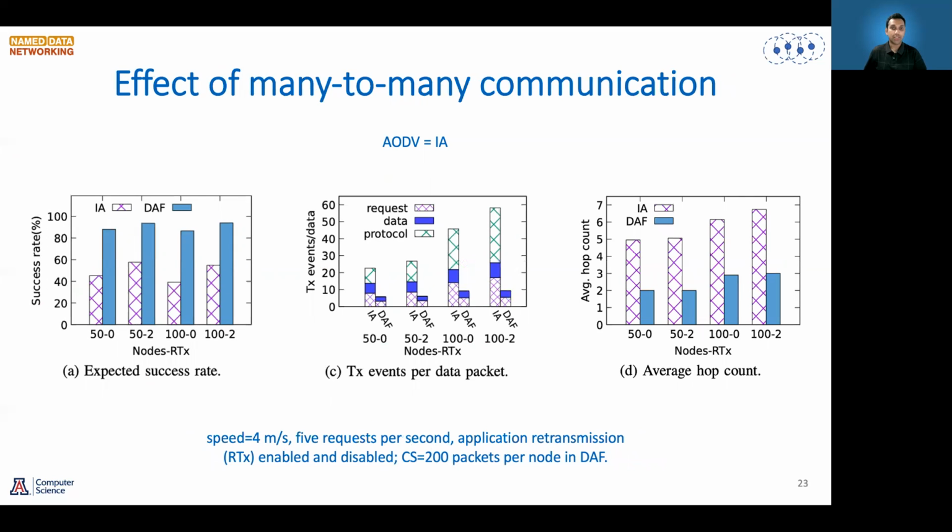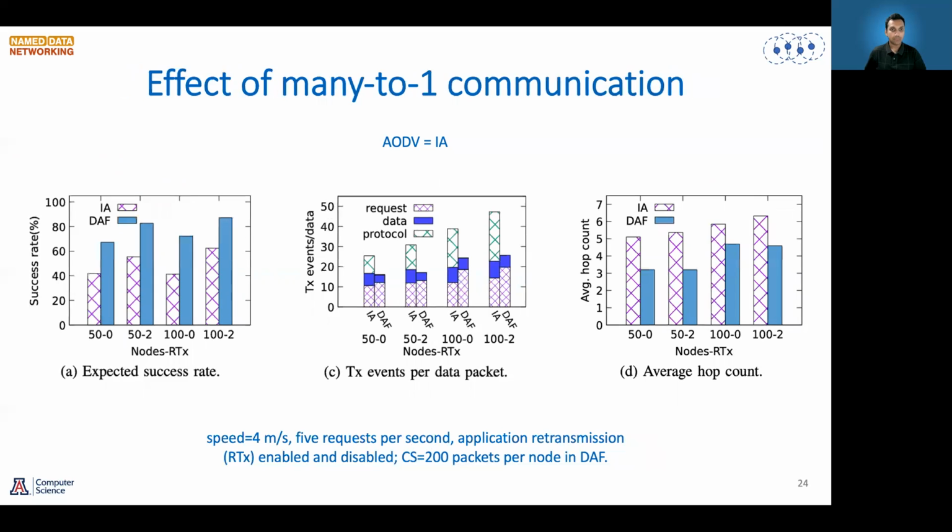Next, in many-to-many communication, DAF achieves an average of 83% more success rate than AODV. The effect of NDN's caching, multicast, and DAF's closest data node selection is verified with 80% lower transmission events and 58% lower average hop counts than AODV. Note that AODV still maintains the one-to-one communication performance, as the underlying IP architecture lacks caching and multicast by default.